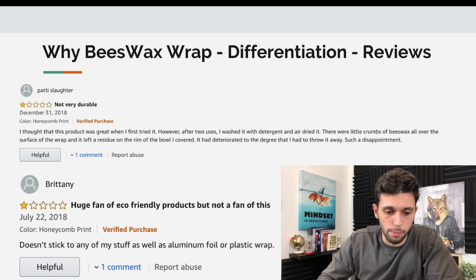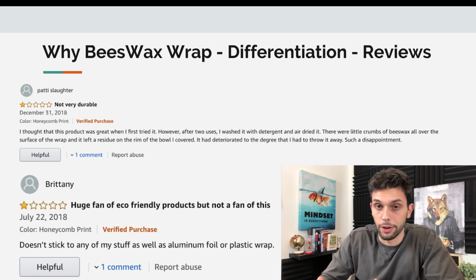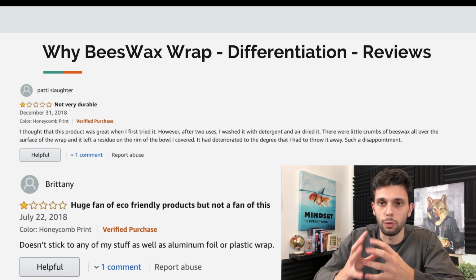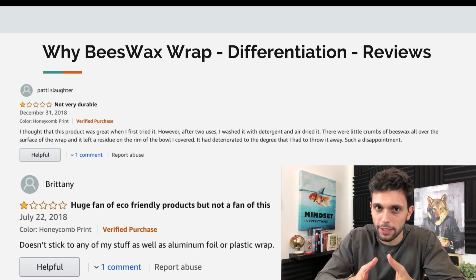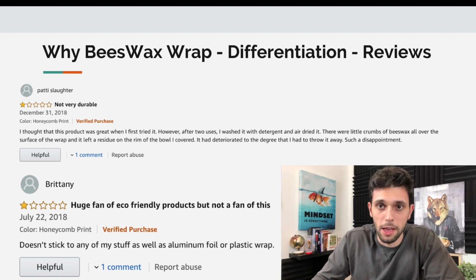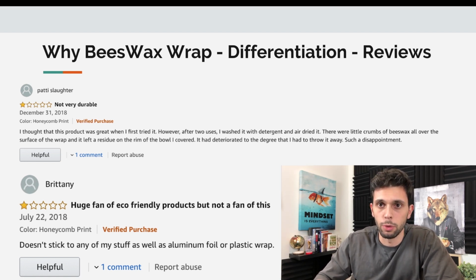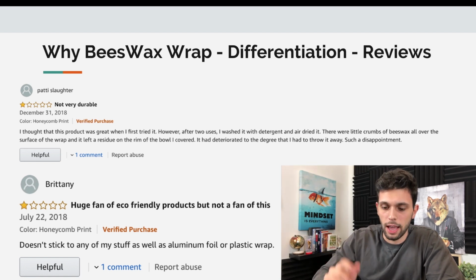Now, the second problem was that it didn't stick very well. People realized that after a few uses, this thing wasn't sticking to itself well, so you couldn't really wrap the foods very effectively with it, which is, again, a problem. I quickly realized that those two things needed to be solved, and I could easily solve them with minor little solutions.